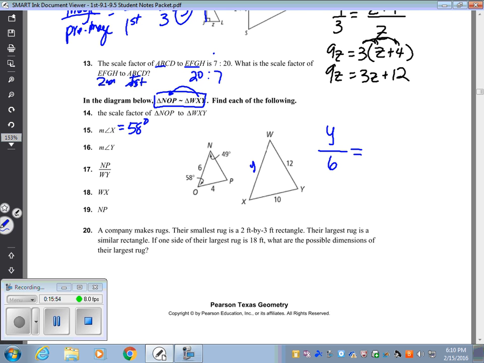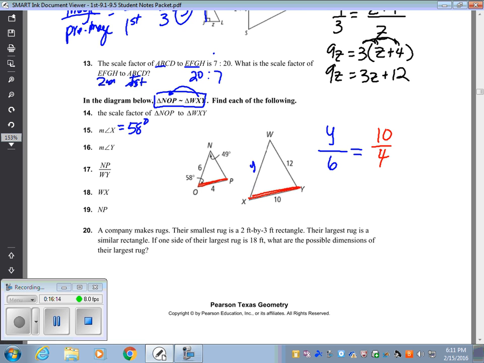Well, let me do a different color. I have XY. XY is the last two numbers. It goes with OP. Those two colors go together, so I could say 10 to 4. Yeah, 10 to 4 because we started with y. And now we're just going to cross multiply and solve for our missing side.